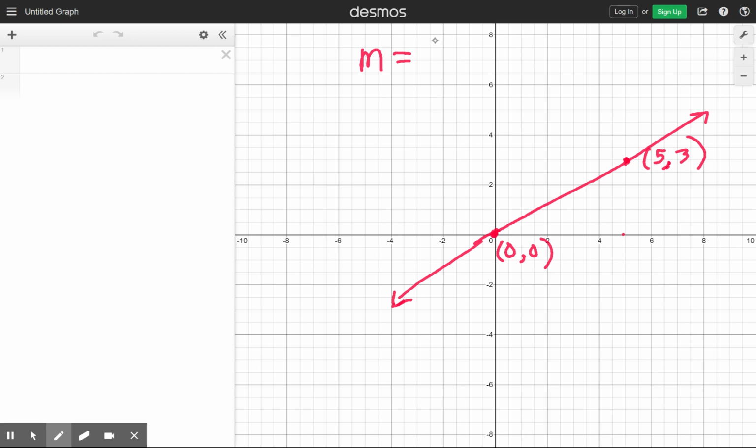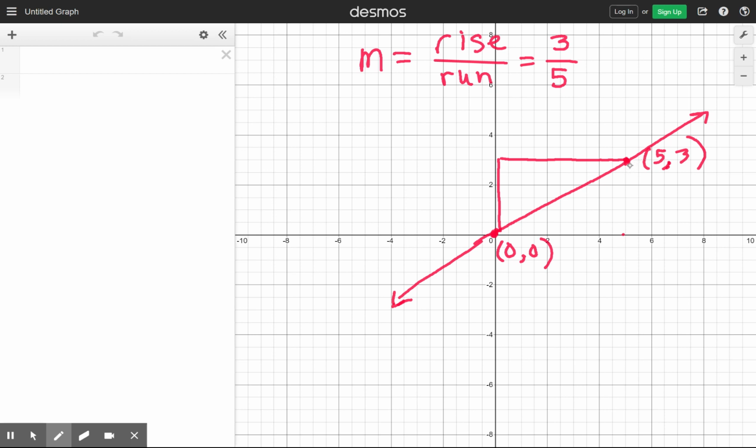All right, so slope is the rise over the run on our line. So you're going to go from one point to another one. So here, if we go up 3 over 5, that'll get us from one point to the next. So our rise was 3, and our run was 5.